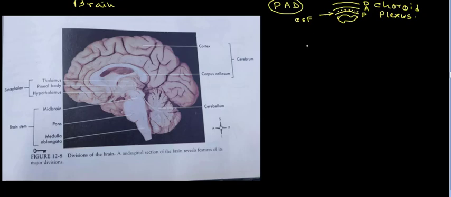Okay, and if we see the different parts of the brain, the brain has three regions: the forebrain, the midbrain, and the hindbrain.